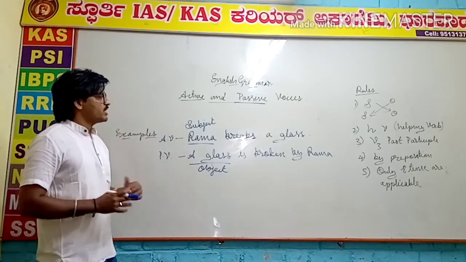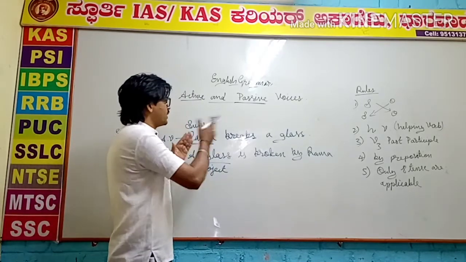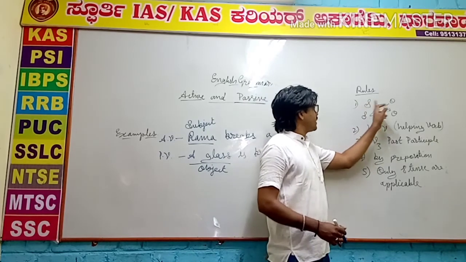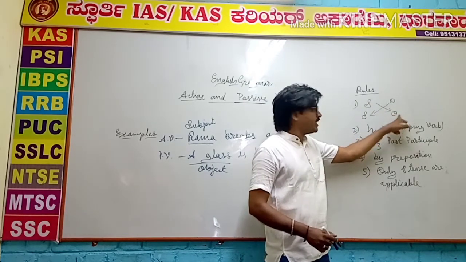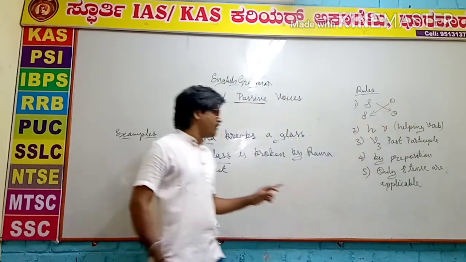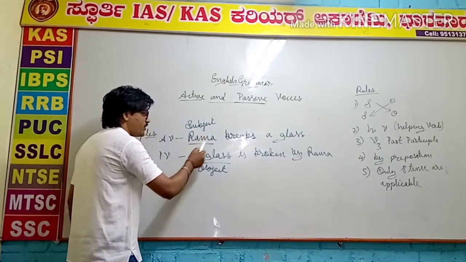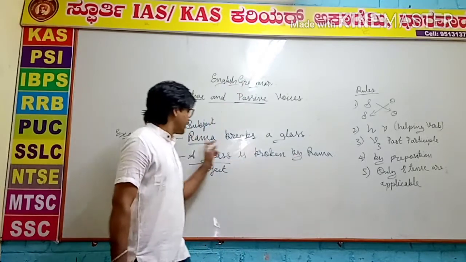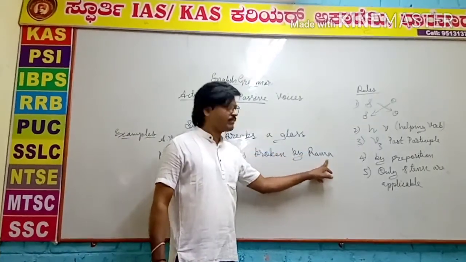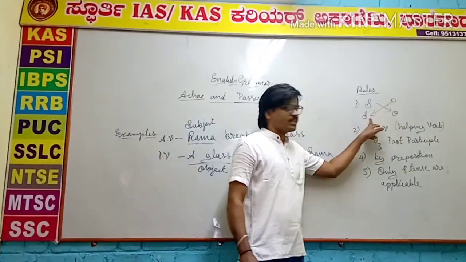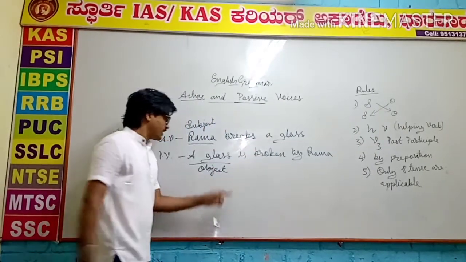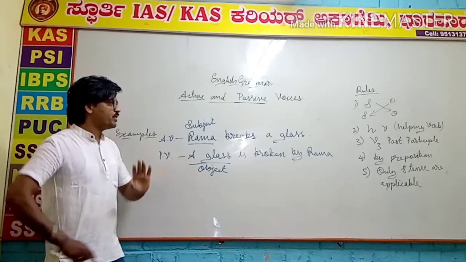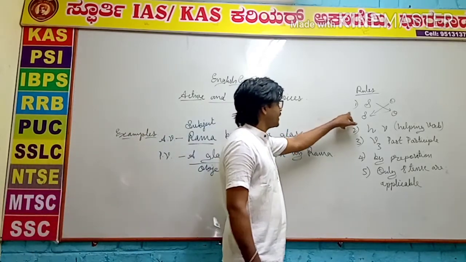So let's come to some rules about active voice and passive voice. The first rule: subject becomes object, object becomes subject. For example, the subject goes here in the object place, and the object, a glass, comes here in the subject place. Understood now? The first rule is clear.